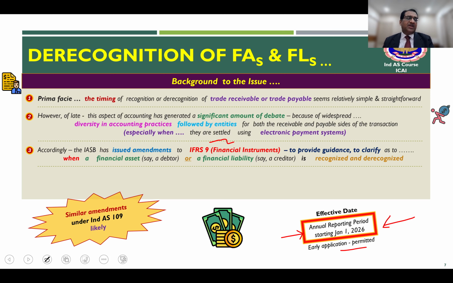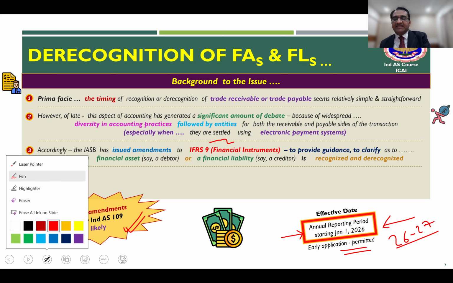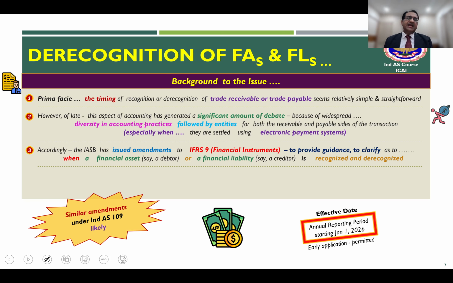An early application of these amendments is permitted, meaning as and when the amendments are brought into the Ind AS standard, it is likely that from financial year 26-27 these amendments are also expected to be effective from the Ind AS perspective as well. But we have to wait and see until the actual notification of these amendments happens in the Indian context. But it is likely that similar amendments will come in the Ind AS world as well. So this is the background.